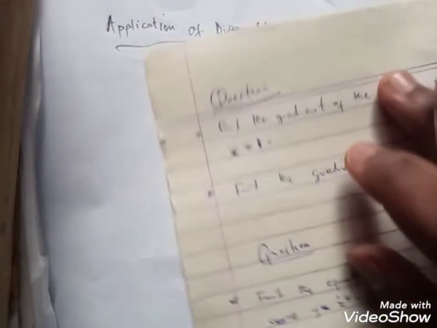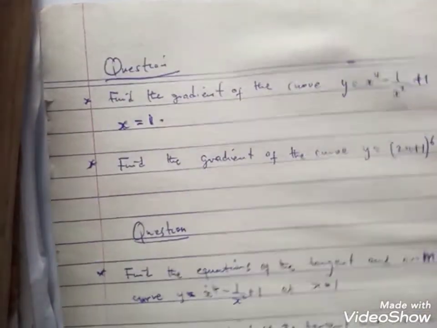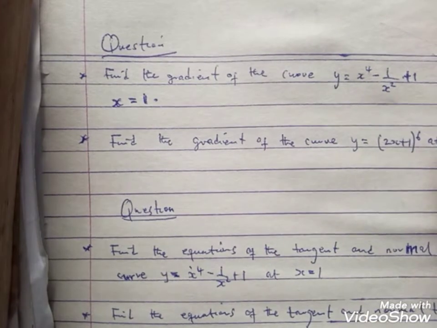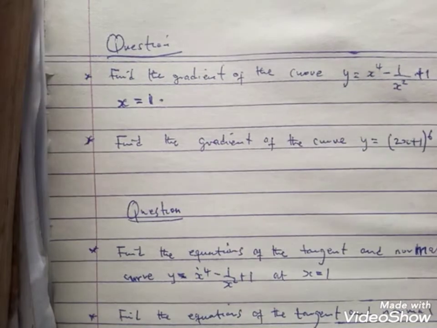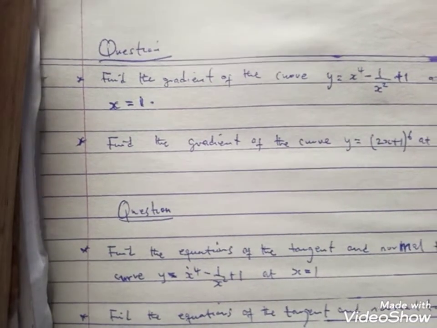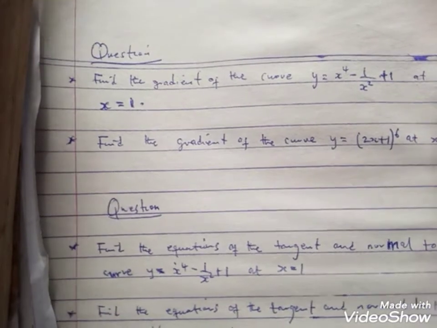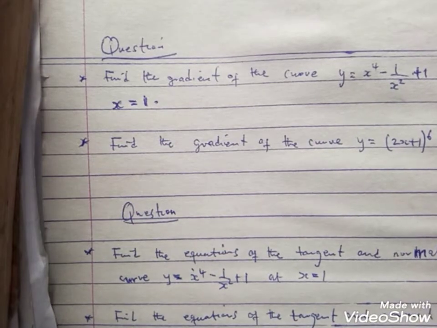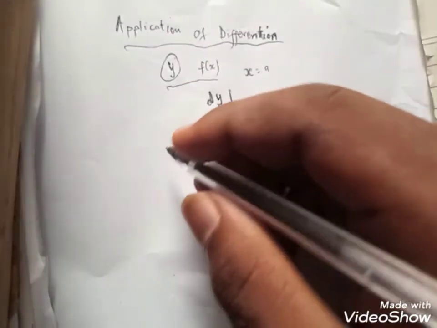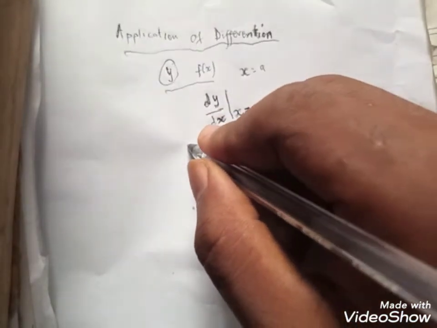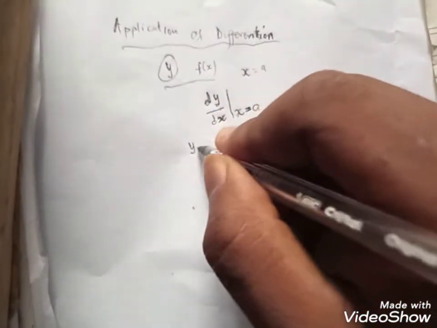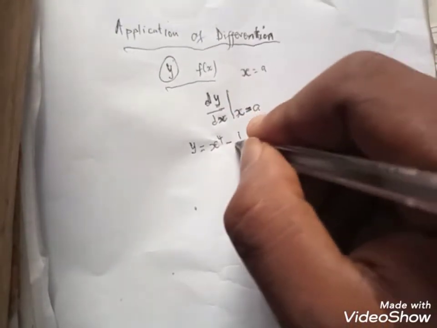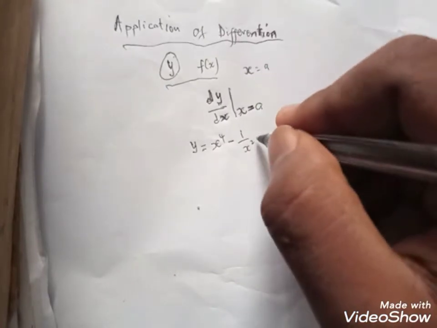The question says: find the gradient of the curve y equals x power 4 minus 1 over x squared plus 1 at x equals 1. So as I told you earlier on, what do we do? Firstly, we will find the differential of the curve y equals x power 4 minus 1 over x squared, then plus 1.